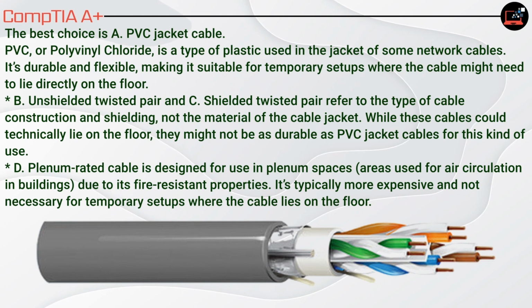B. Unshielded twisted pair, and C. Shielded twisted pair refer to the type of cable construction and shielding, not the material of the cable jacket. While these cables could technically lie on the floor, they might not be as durable as PVC jacket cables for this kind of use. D. Plenum rated cable is designed for use in plenum spaces, areas used for air circulation in buildings, due to its fire-resistant properties. It's typically more expensive and not necessary for temporary setups where the cable lies on the floor.